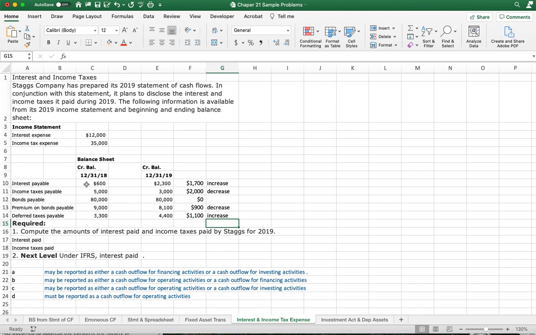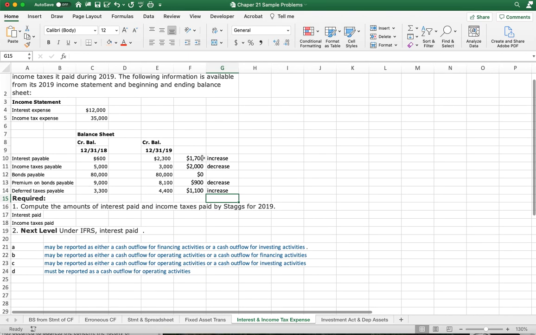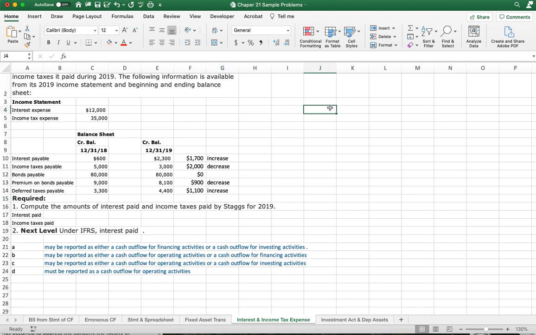So I think it's easier to see it that way. And over here on the side, let's go ahead and do one of those little references. As far as interest goes, we would add a decrease in interest payable, which means that we would subtract an increase in interest payable.